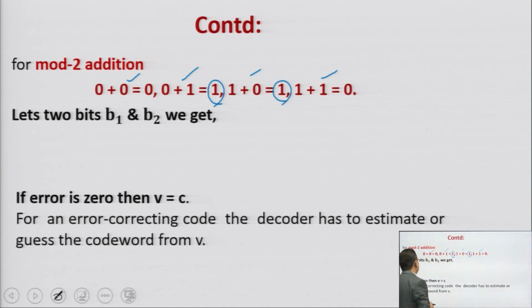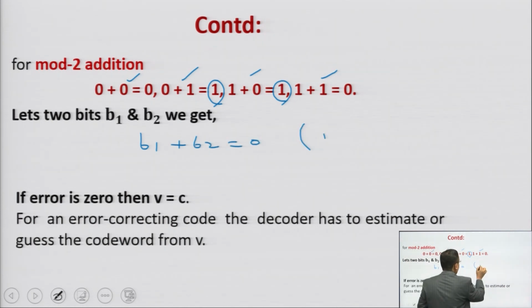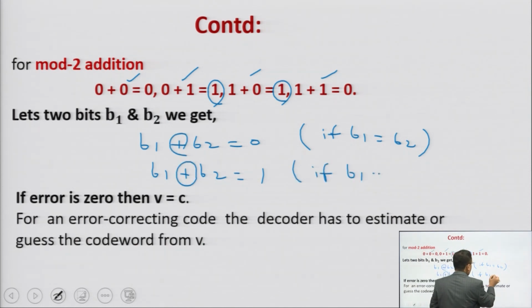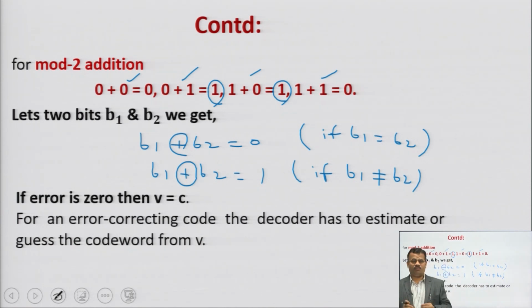This is mod 2. So let's, we are taking two bits B1 and B2. So B1 plus B2 is equal to 0 if B1 बराबर क्या हो, B2, and B1 plus B2 is equal to 1 हमेशा होगा mod 2 में XORing you can say, if B1 is not equal to B2. So this is our mod 2 addition or XORing between two bits.